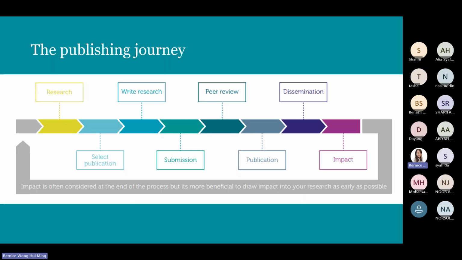Second part was select publication. I think for select publication, I did share with you in my previous presentation how you can select the right publications. Then what is the aim and scope? What is the formatting? What is the requirement? You have to read through all, select the right journals to publish. Then you can start to write your research, and then you submit.